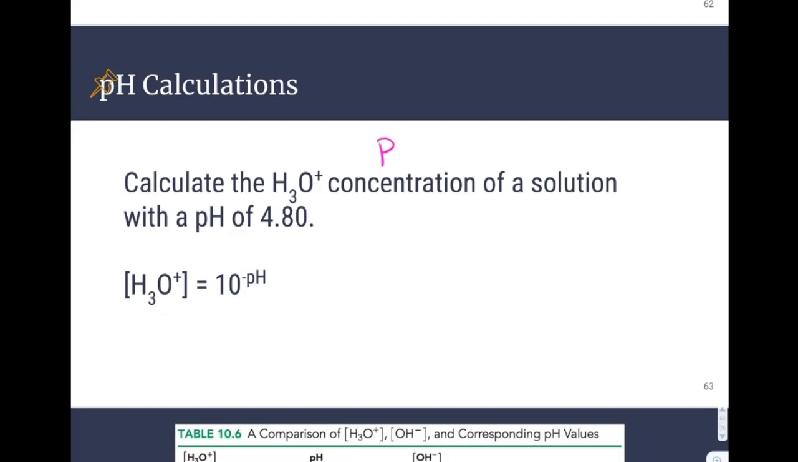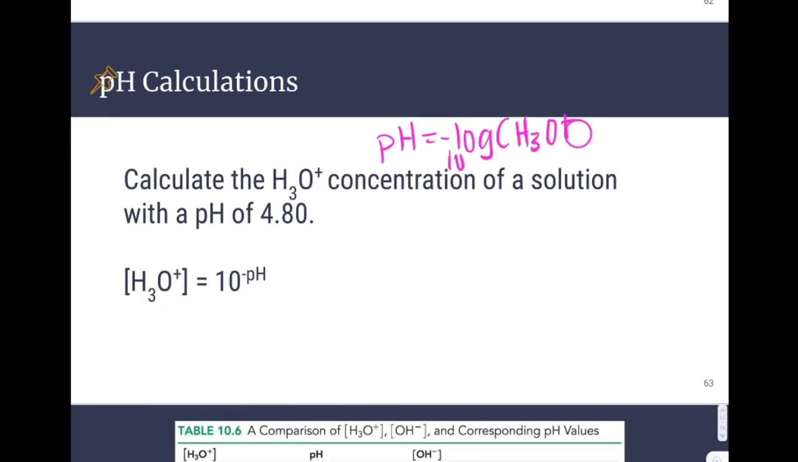And so kind of deriving this, you have the pH is equal to the negative log of hydronium. Everything gets raised to base 10, and we bring that negative over. And so we cancel out the log by raising everything to base 10 because that is what log means. It's a base 10. So looking at this, I'm going to say 10 to the negative 4.80, and you're just going to find that on your calculator and plug it in.